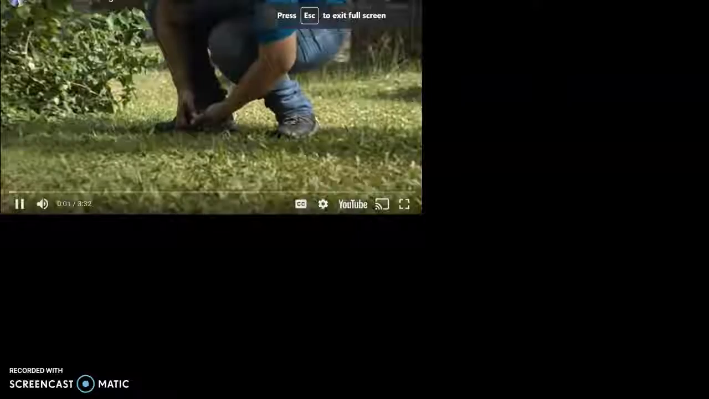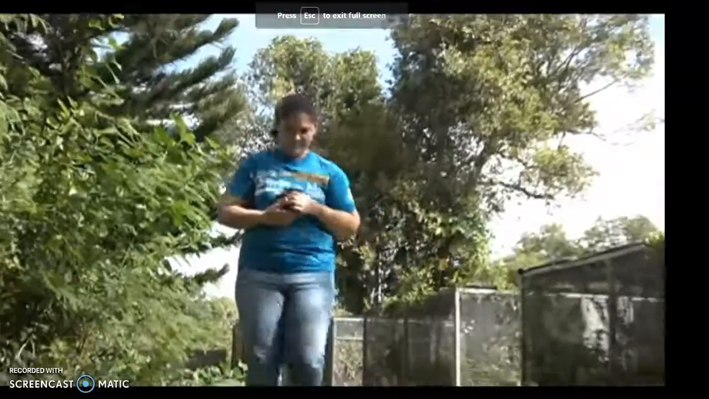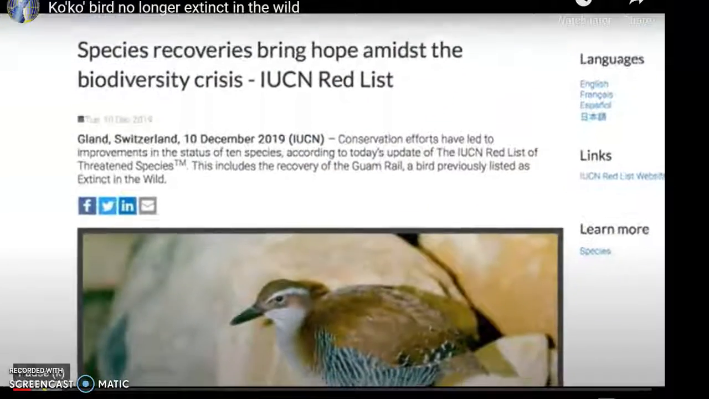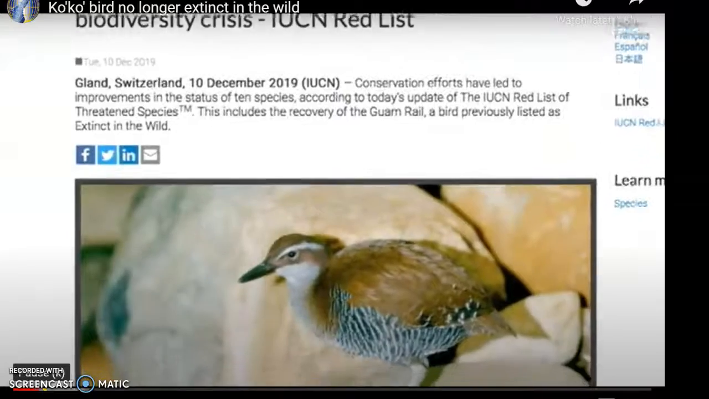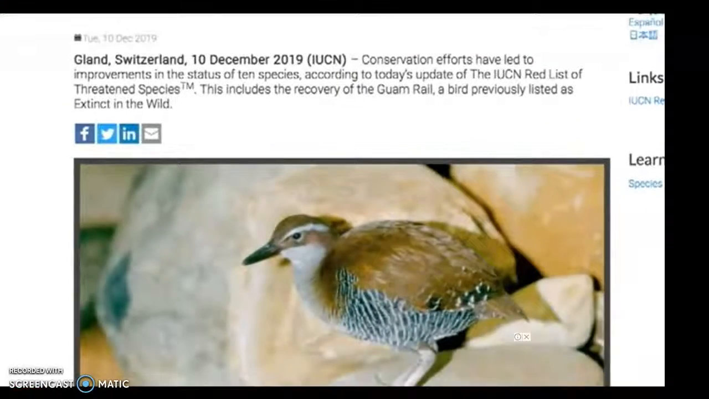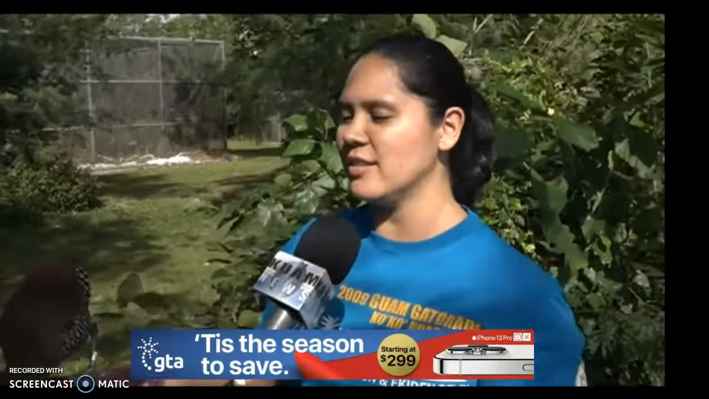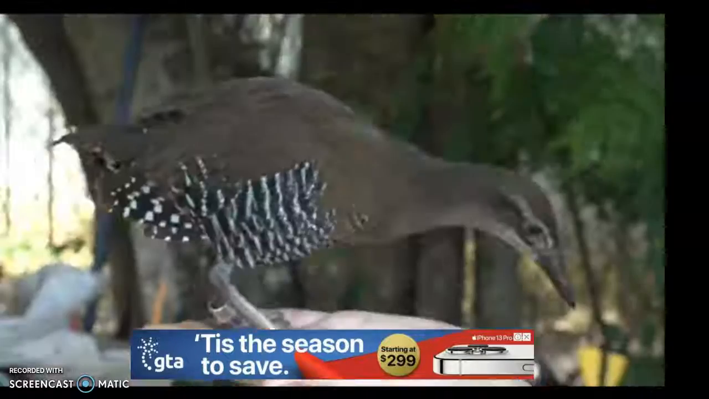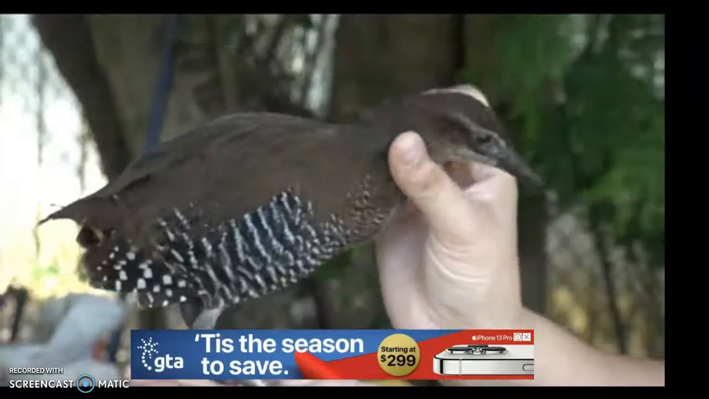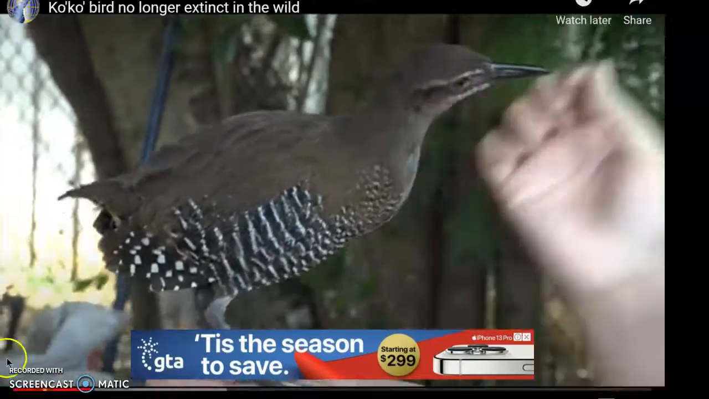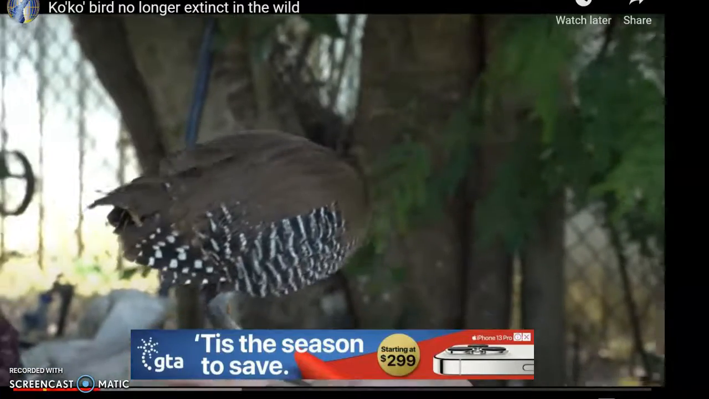Laura Duenas, a wildlife biologist with the Department of Agriculture, says a recent announcement from the International Union for the Conservation of Nature is a major milestone for the cuckoo bird. It used to be extinct in the wild, and now is critically endangered because of our released populations on Cocos Island and Rota. The cuckoo, or the Guam rail, is a bird endemic to Guam, which means it was found only on Guam and nowhere else in the world.